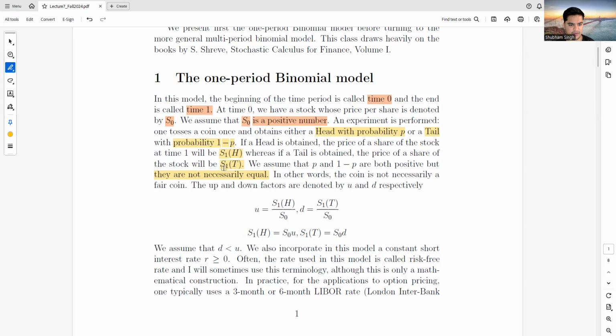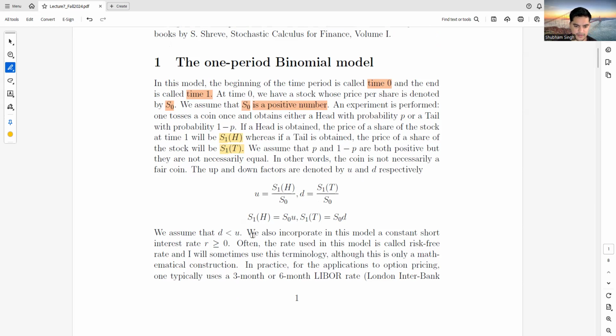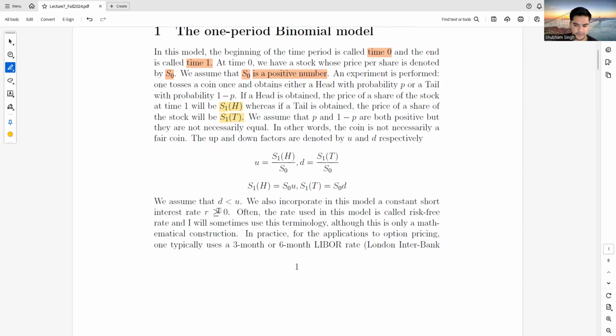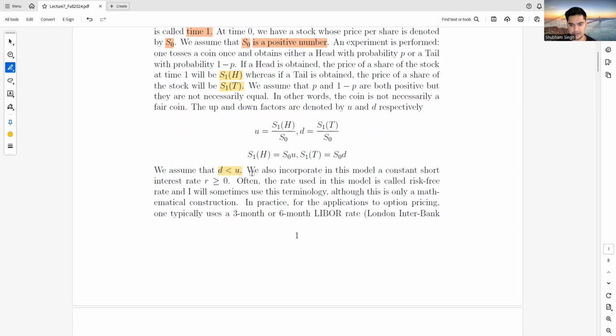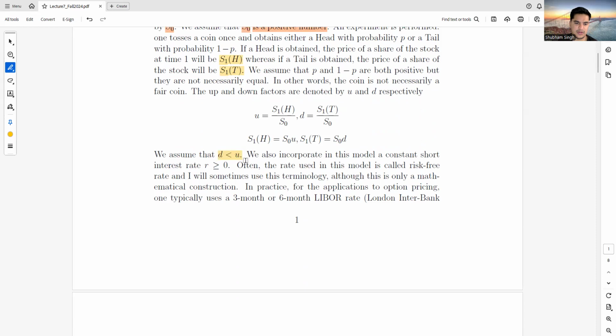And we have a definition of the up factor and the down factor. They are denoted by U equals S1H by S naught, and D equals S1T by S naught. Basically, it's a ratio: if you get a head with probability P, the ratio of the price when it goes up to the initial price S naught, and the same for the down factor. Using this relation, you have theoretical prices for S1H and S1T. We also assume that U is greater than D. If you think about it, it makes sense to do so.